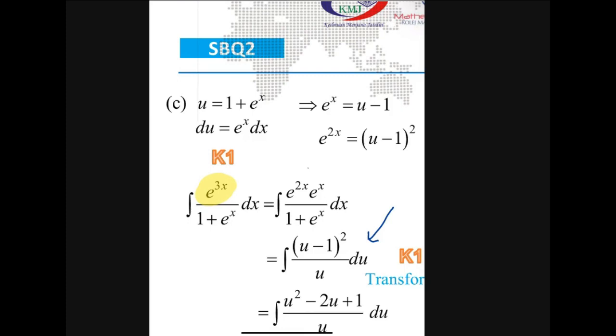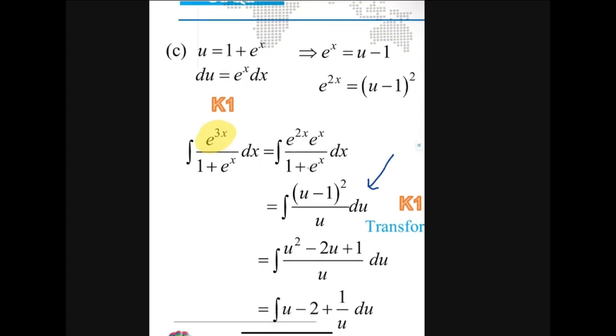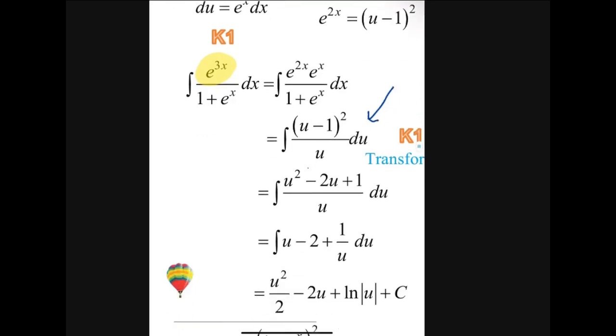And now that it becomes a division of two different functions, you still cannot directly integrate. You have to simplify it. So I expand u minus 1 squared and then simplify term by term. That's how we get u minus 2 plus 1 over u du. So integrate u, we get u squared over 2. Integrate 2, we get 2u. And the last one, integrate 1 over u, we get ln u plus c.